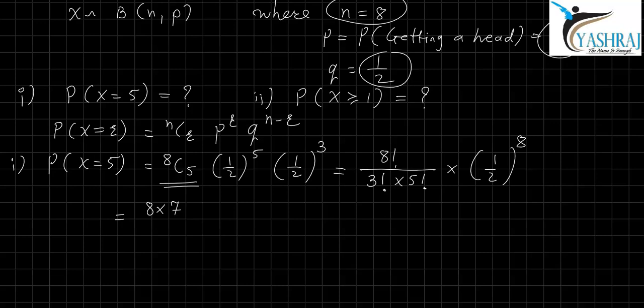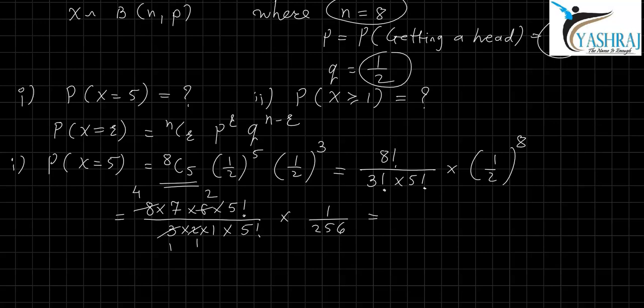We might have 8 into 7 into 6 into 5 factorial divided by 3 factorial, which becomes 3 into 2 into 1, into 5 factorial, into half to the power 8. We have 1 upon 256.